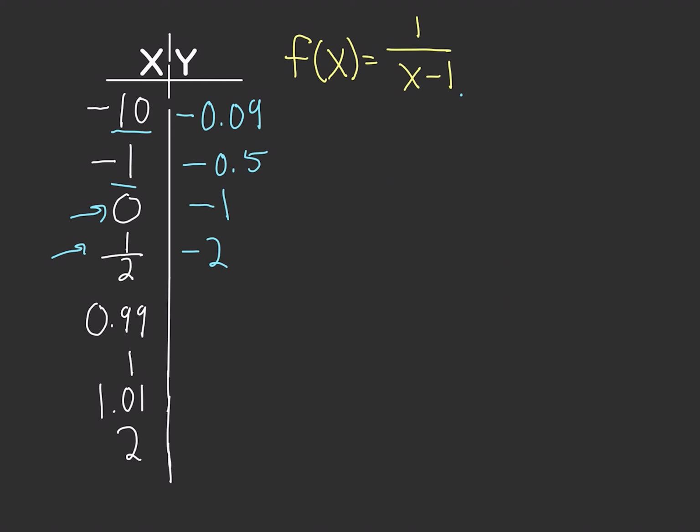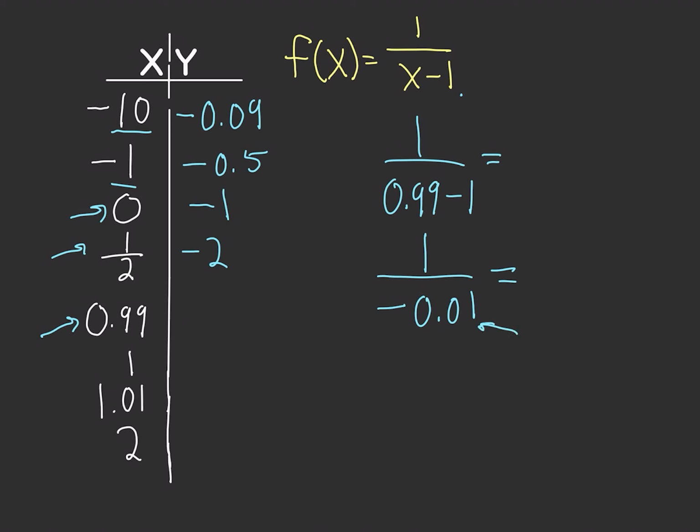Then let's put in something really close to 1. I'm going to put in 0.99. You'll see why I'm doing this in a second. I'm going to do 0.99 for x, so 1 over 0.99 minus 1. So in the denominator, we have a very small amount. We still have 1 on the top, and negative 0.01 in the denominator. So what is that really? Negative 0.01 is negative 1/100th. So really, I'm doing 1 divided by negative 1/100th.